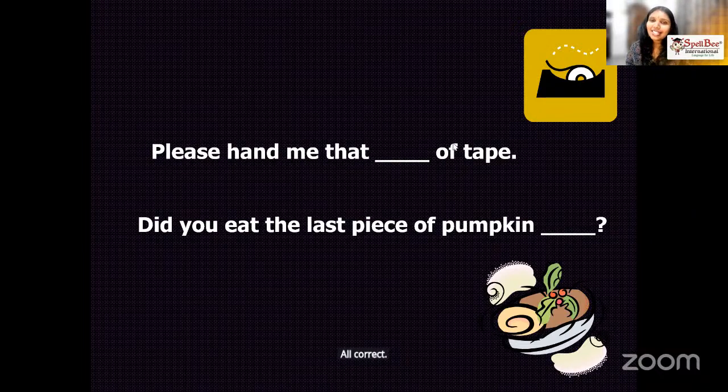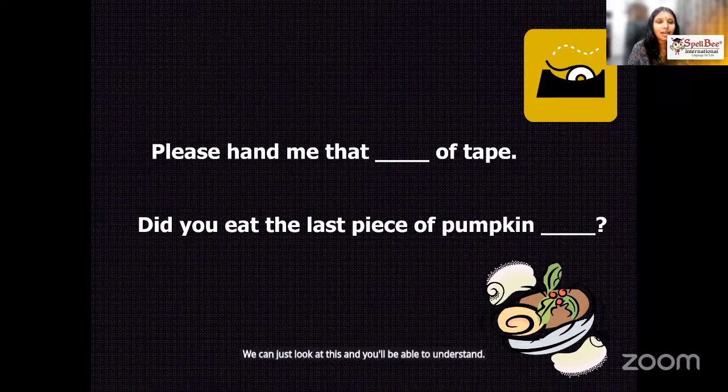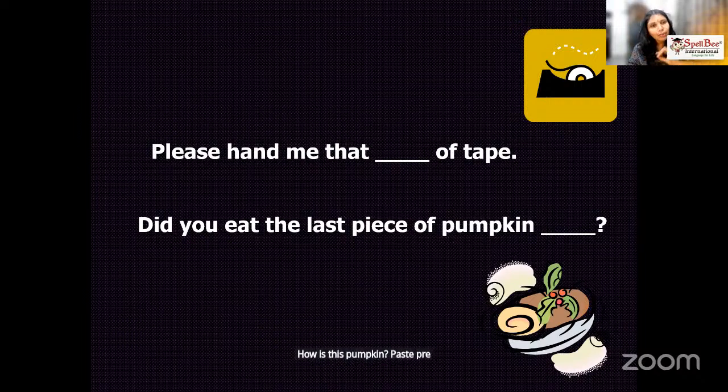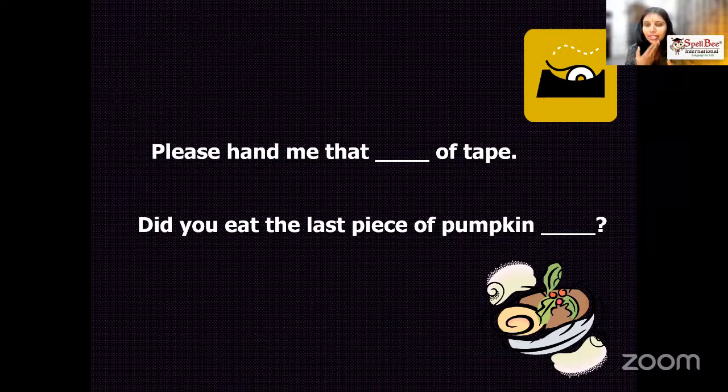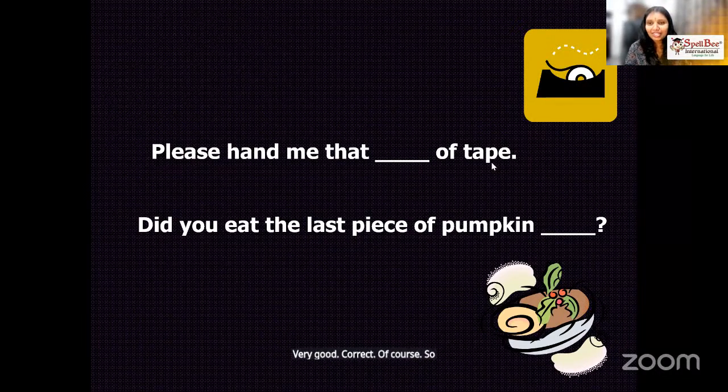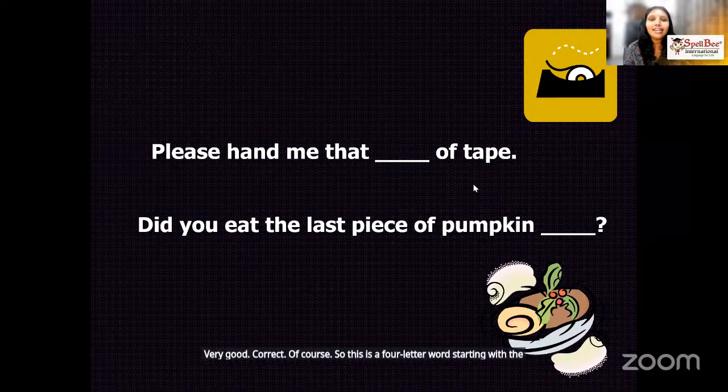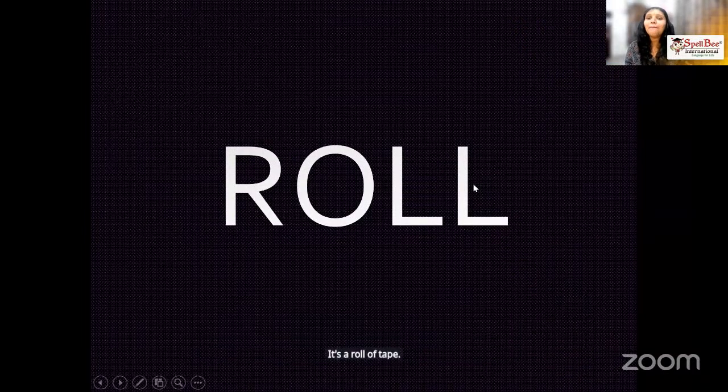So others, it's not that difficult, no? We can just look at this and you'll be able to understand. How is this pumpkin pastry made? And how is the tape wound? We don't call it something else. What do we call this? Very good. Correct. Of course. So this is a 4-letter word starting with the letter R. It's a roll of tape. Pumpkin rolls.